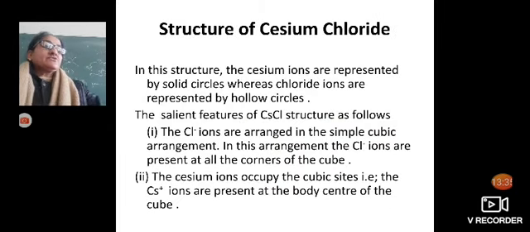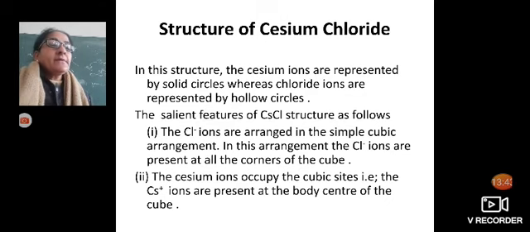This next is the structure of cesium chloride. In the structure of cesium chloride, cesium ions are represented by solid circles, whereas chloride ions are represented by hollow circles. The salient features of the cesium chloride structure are as follows. Number 1, the chloride ions are arranged in a simple cubic arrangement, and in this arrangement the chloride ions are present at all the corners of the cube. Second point, the cesium ions occupy the cubic sites, that is, the cesium ions are present at the body center of the cube.